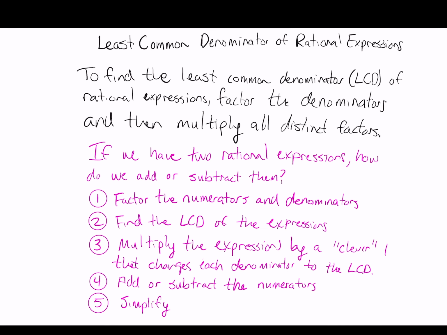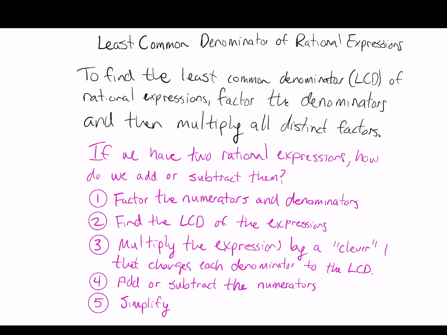One of the most important parts about adding and subtracting rational expressions is the term least common denominator. The least common denominator of a rational expression is all of the distinct factors of both expressions. The way that you find those distinct factors is by factoring the denominators. Then we can multiply together all of those distinct factors. This will help us be able to add and subtract rational expressions.